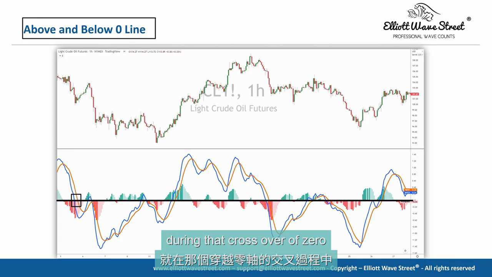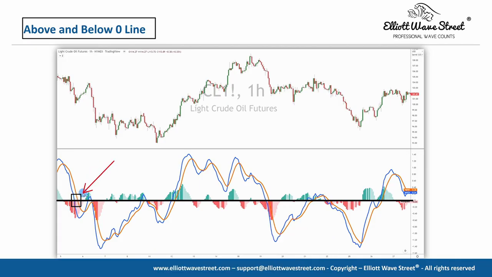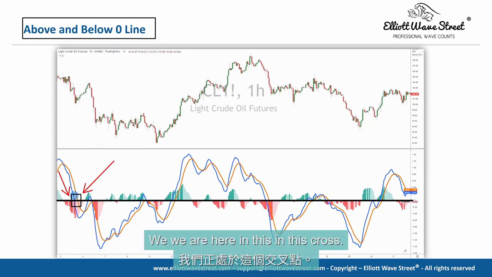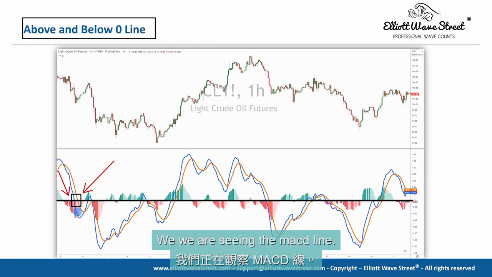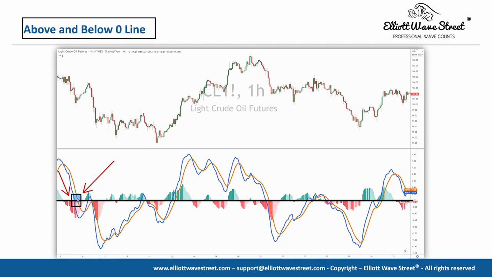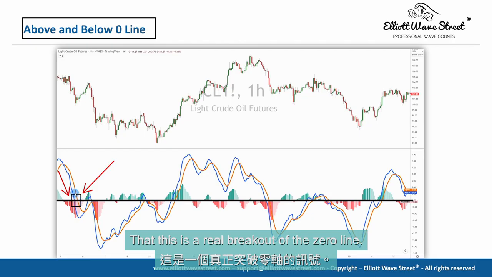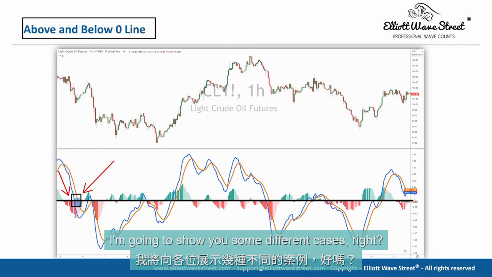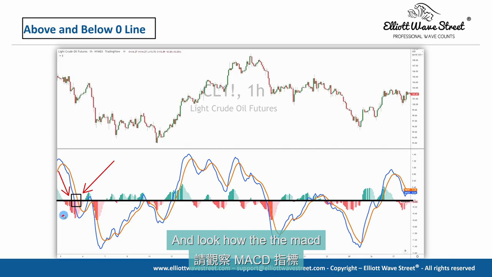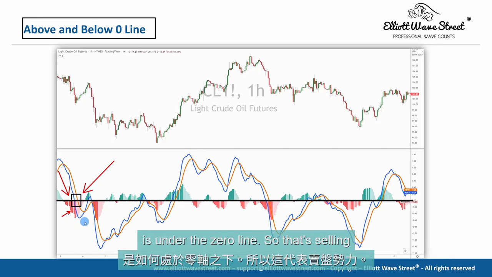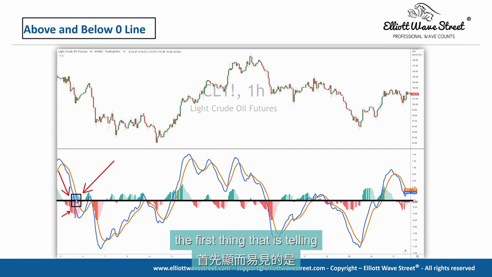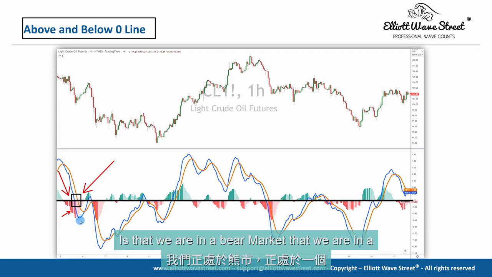For example, in this particular case, we are here in this cross. We are seeing the MACD line moving down fast, far from the signal line. So that's telling us that this is a real breakout of the zero line. I'm going to show you some different cases. And look how the MACD is under the zero line. The first thing that is telling us is that we are in a bear market, in a bear trend on that cycle.